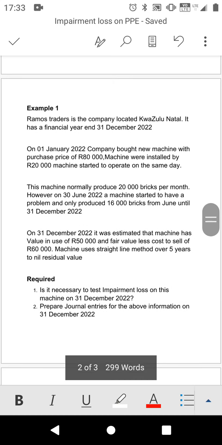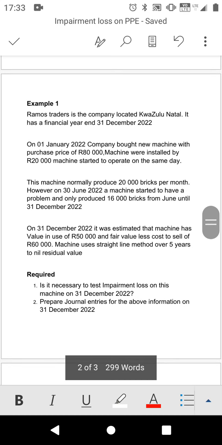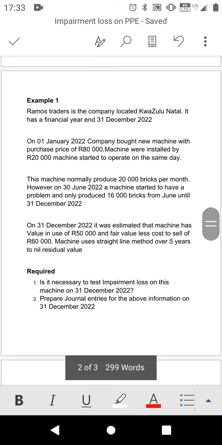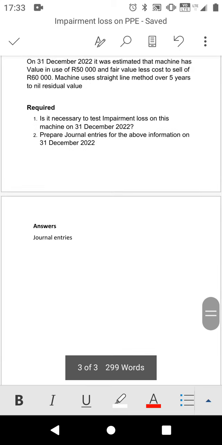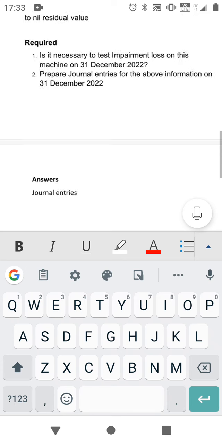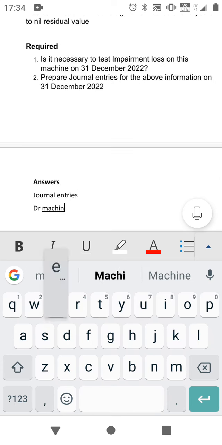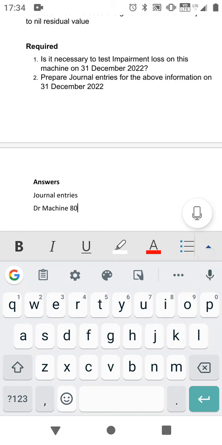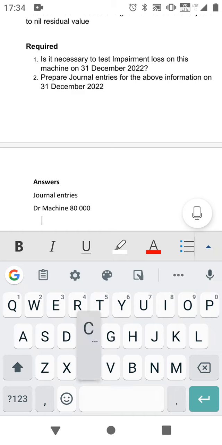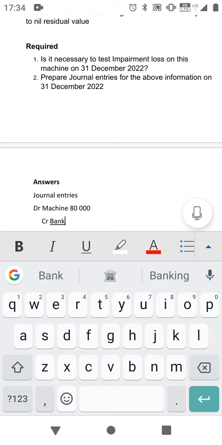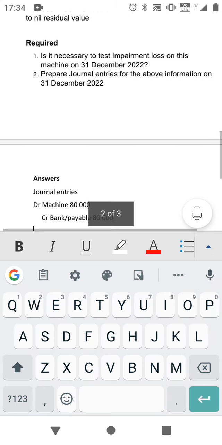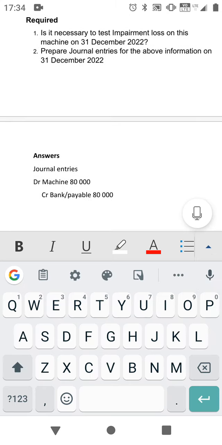Okay, let's start with the journal. The first journal, we are going to debit machine by an amount of 80,000. Okay, debit machine by amount of 80,000. Okay, then we credit. In this case, they didn't tell us whether it's a cash or credit. You can say bank or you can say payable. Amount is 80 thousand.